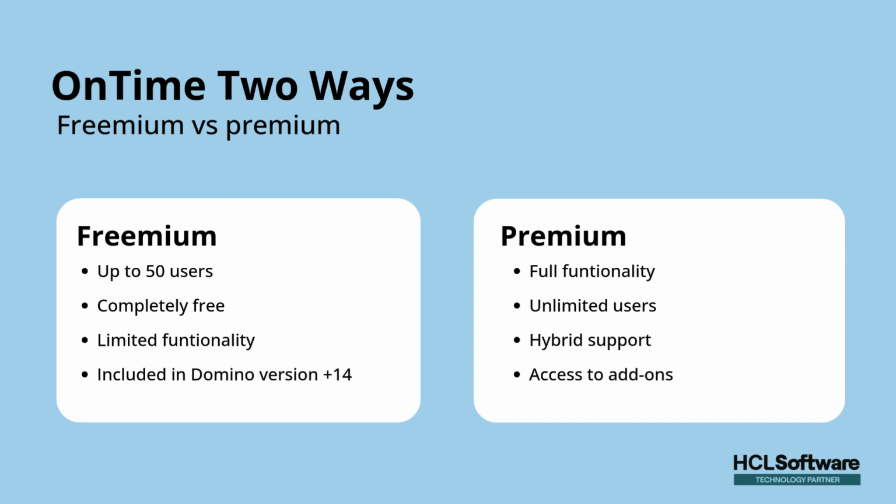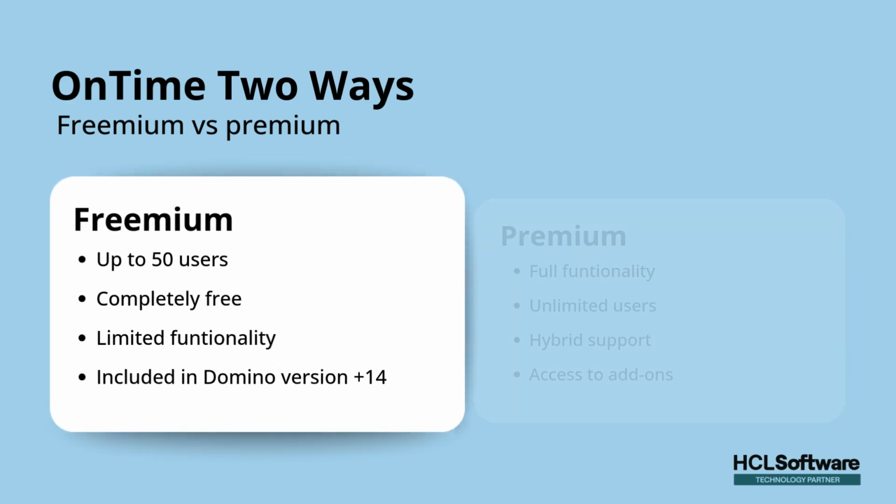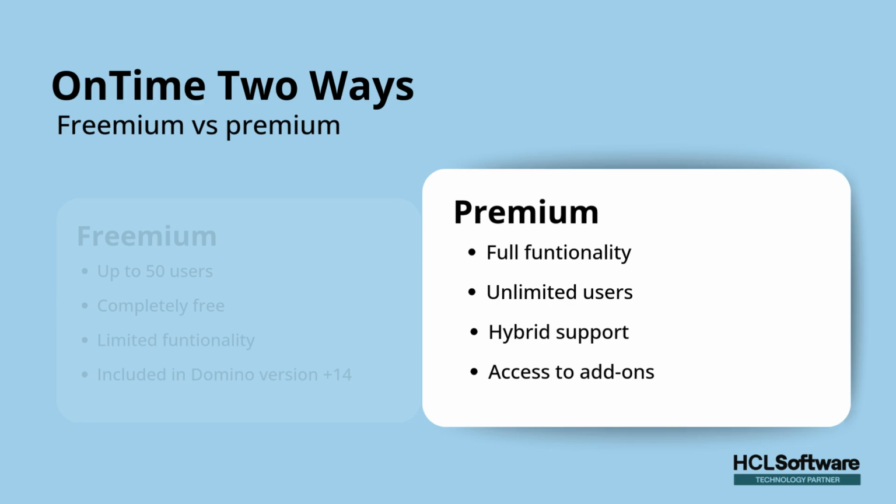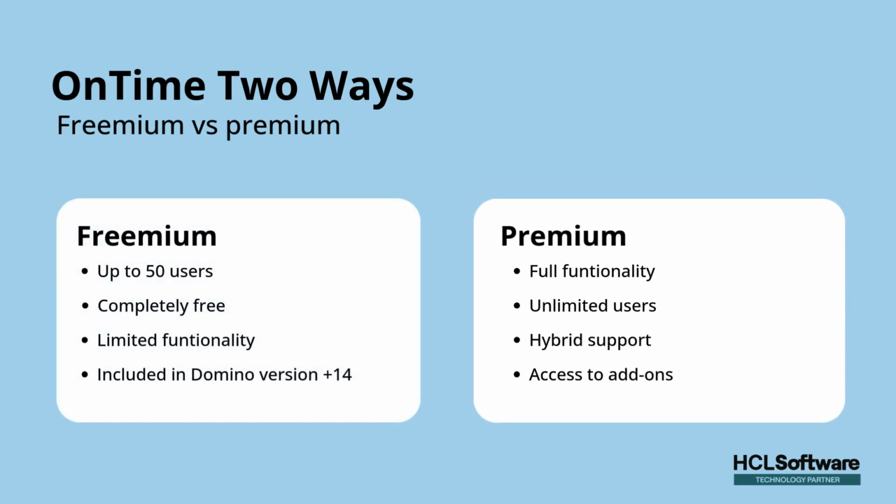Now let's take a quick look at the 2 ways you can get OnTime. With the freemium version, you get access for up to 50 users, completely free, however with limited functionality. It is already included in your Domino version 14. If that isn't enough for you, you can also get the premium version, which offers full functionality, support for unlimited users, full hybrid support, and complete access to all add-ons. So you can choose the version that fits your needs the best.